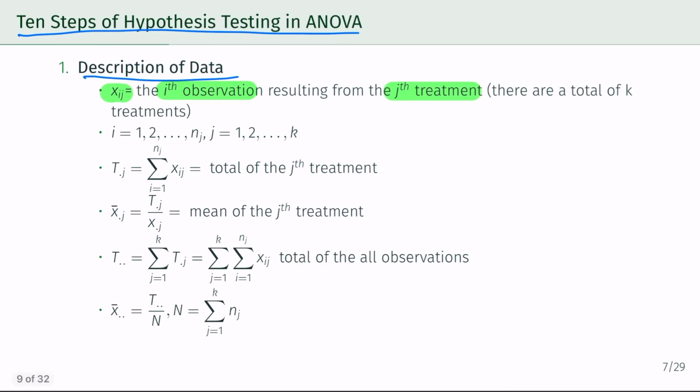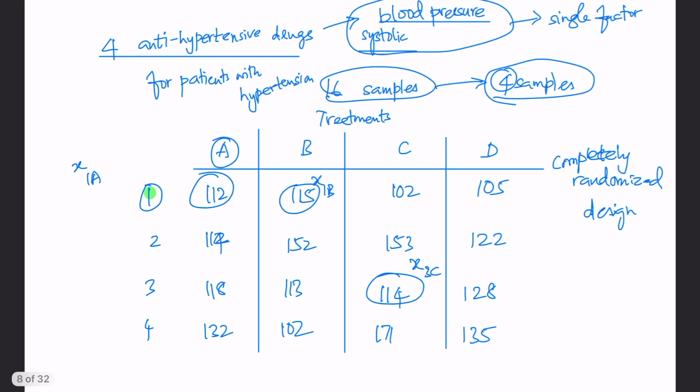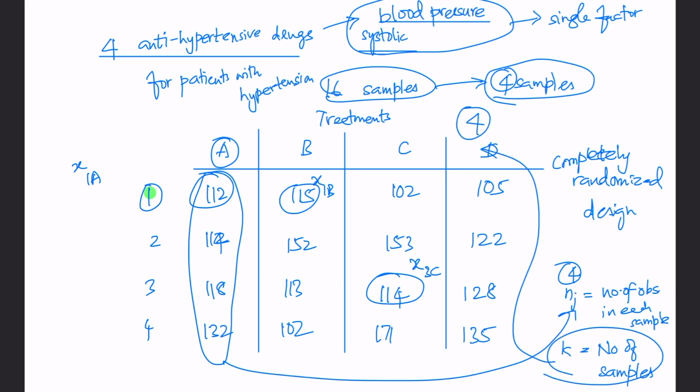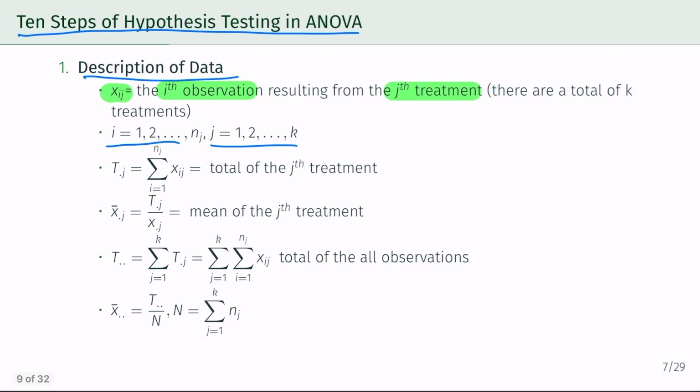Now we have two values to remember here. One is Nj and one is K. K represents the number of samples. Nj represents the number of observations in each sample. So here we have 4 observations in each sample, so Nj would be 4, and we have 4 samples, so K would be 4. This is how you would understand the values Nj and K.